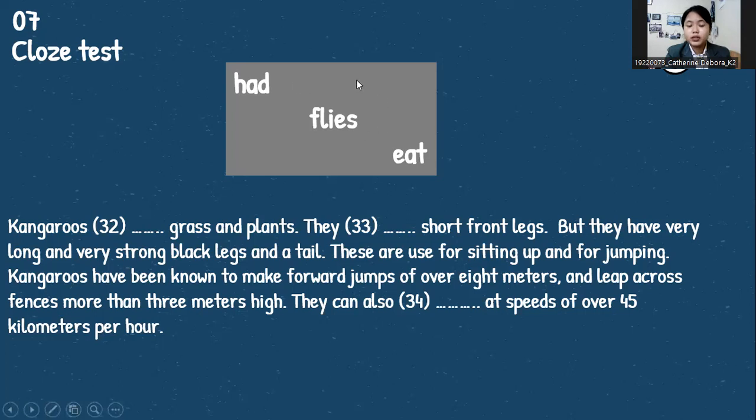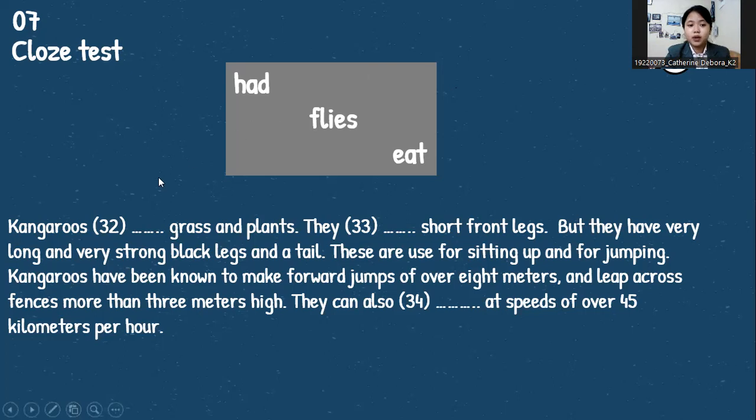The word in the box, this is the answer of the cloze test story. I will read the story. Kangaroos, blank, grass and plants. They, blank, short front legs, but they have very long and very strong back legs and a tail. These are used for sitting up and for jumping. Kangaroos have been known to make forward jumps of over 8 meters and leap across fences more than 3 meters high. They can also blank at speeds of over 45 kilometers per hour.